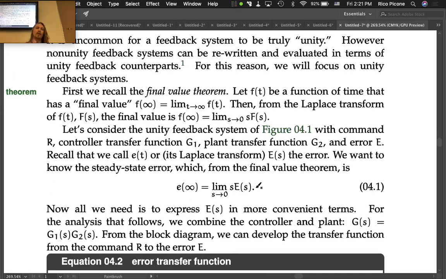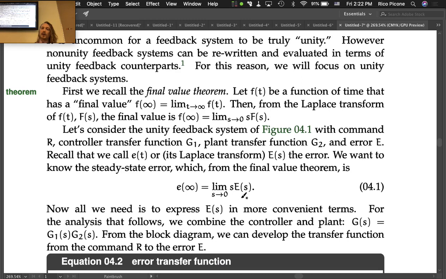Now, recall that we call E of t, or its Laplace transform E of s, the error. We want to know the steady state error, which, from the final value theorem, is just the limit as s goes to 0 of s E of s.